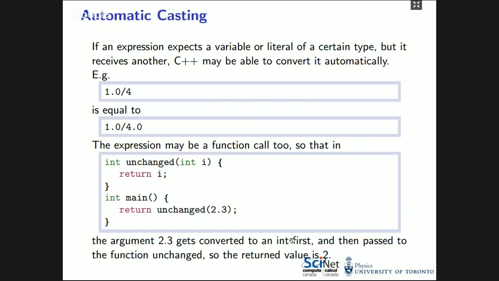Now some things get casted automatically, just so you know. So I could write 1.0/4, and then it actually says, okay, you've got an integer and a float, but in this case, I know what you mean. So I'm just going to make that 4 into a float for you. This happens, and this one is good.